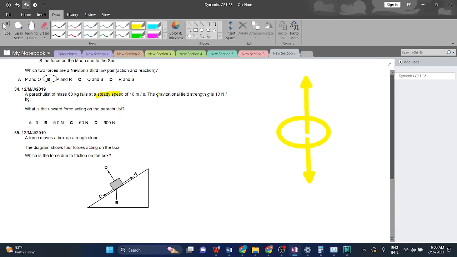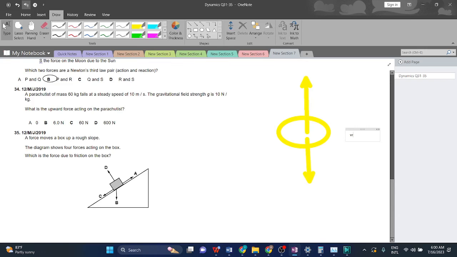In terminal velocity, the downward force is equal to the upward force. The downward force is weight, right? The downward force is weight and the upward force is air resistance. So we just have to figure out the weight, because we have been given the options, the values to find out weight, and it is equal to the upward force, which is the air resistance. So let's figure out what the weight is.